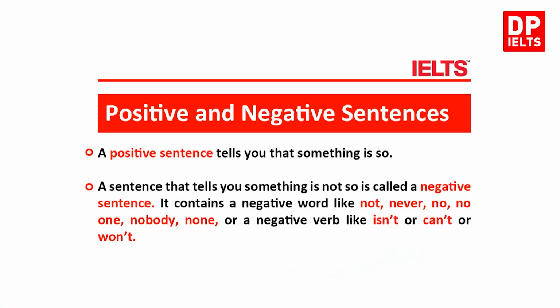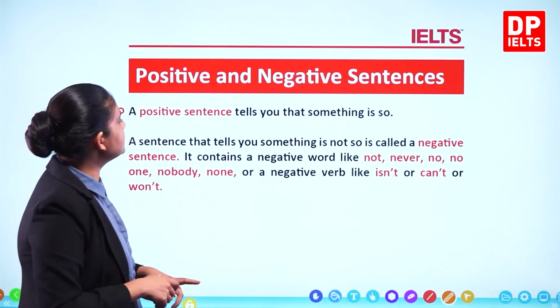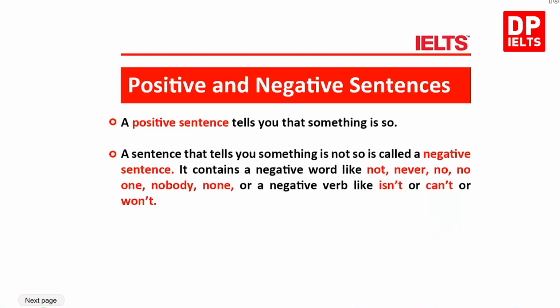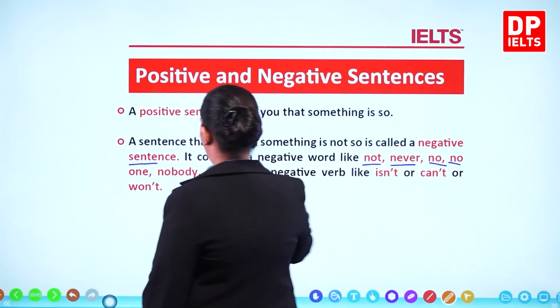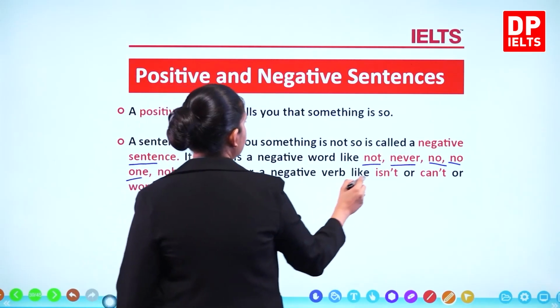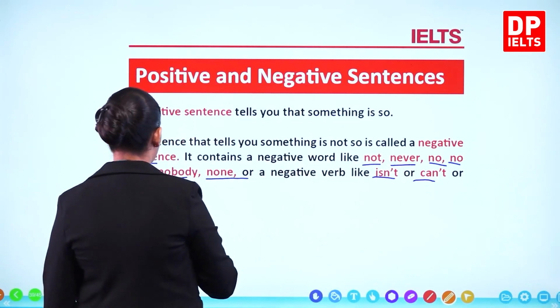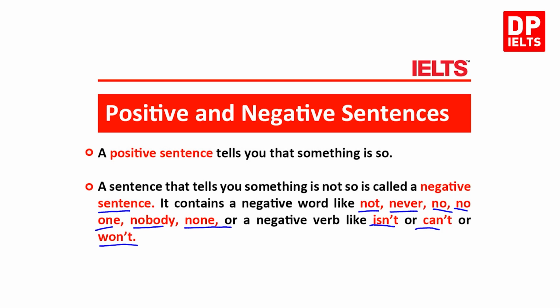Positive and negative sentences. Positive என்று சொன்னா ஆம் நடக்கும் என்ற sentences. ஒரு விஷயம் நடக்கின்றது, இல்லை ஒரு விஷயம் இருக்கு என்பதான sentences. A sentence that tells you something is not so is called a negative sentence. It contains negative words such as not, never, no, no one, nobody, none, isn't, can't or won't, right? நெகட்டிவ் சென்டென்சஸ் சொன்னா எதிர்மறையான சென்டென்சஸ். அதாவது இல்லை, ஒரு விஷயம் இல்லை, இல்லை ஒரு விஷயம் நடக்காது, இல்லை ஒரு விஷயம் விருப்பம் இல்லை, அந்த மாதிரி சொல்ற சென்டென்சஸ், ரைட்?